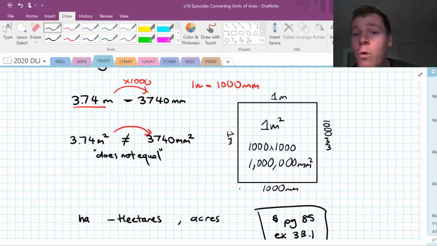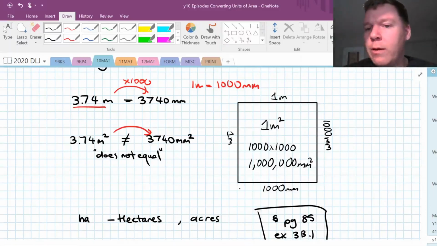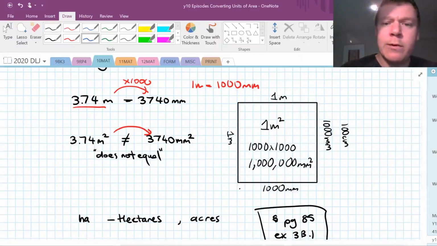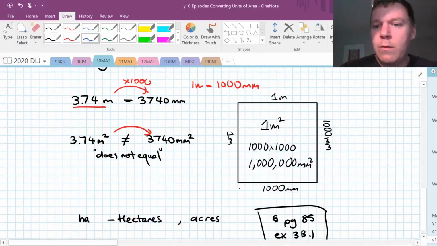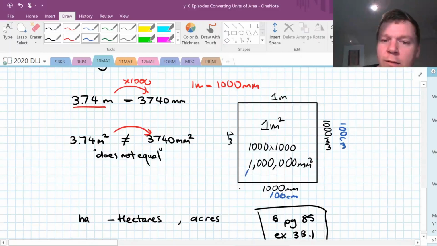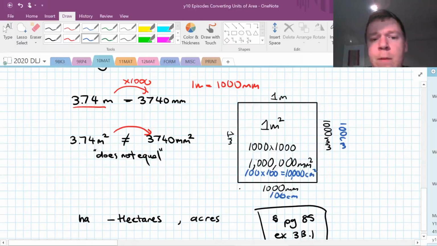We could actually work out what it would be in centimeters squared as well. So 1 meter is equivalent to 100 centimeters. I'll just do that in a different color. So 100 centimeters by 100 centimeters. So that is 100 times 100, which equals 10,000 centimeters squared.